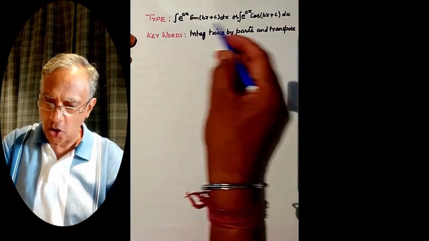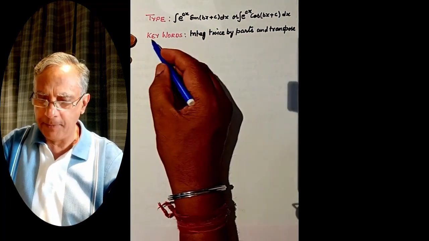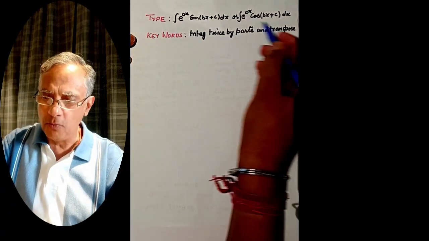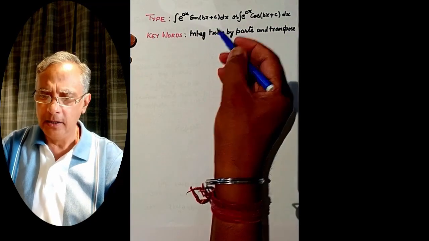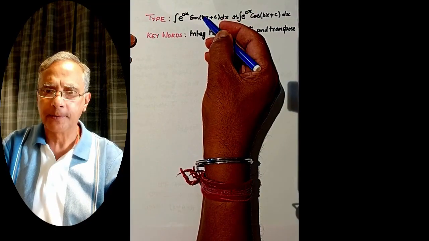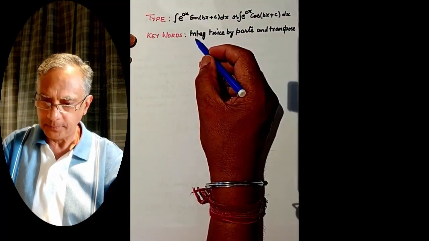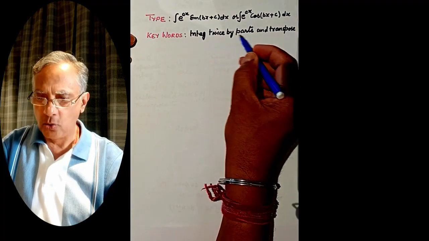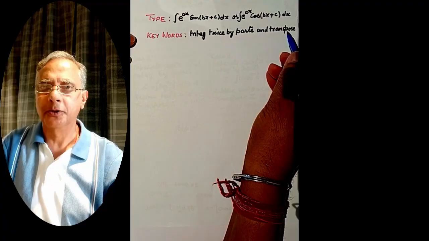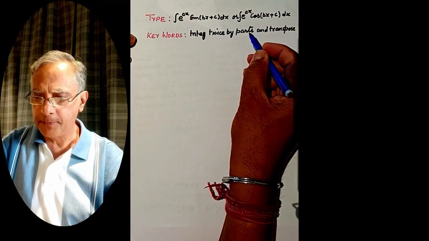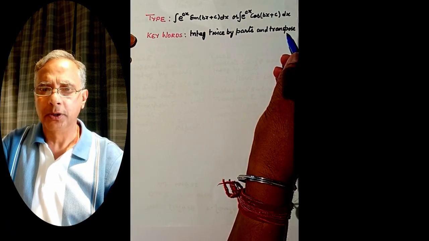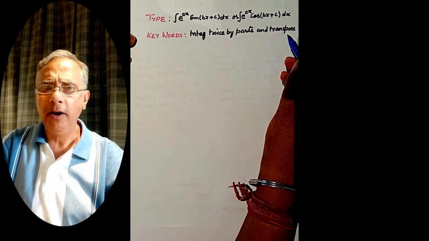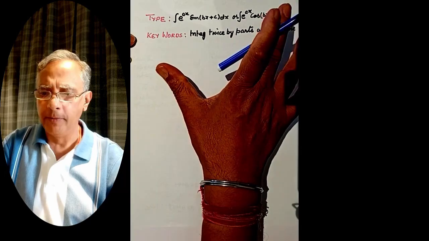Now, for solving these questions, we must keep in mind the following keywords. Keywords are: integrate twice by parts, and transpose. For solving such questions, you must keep these keywords in your mind. Then the questions will be easily solved.